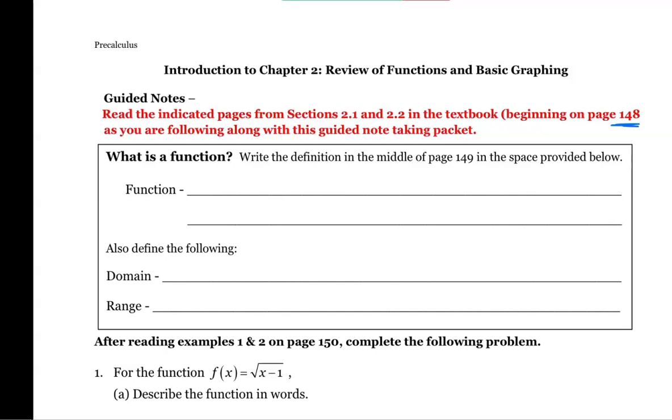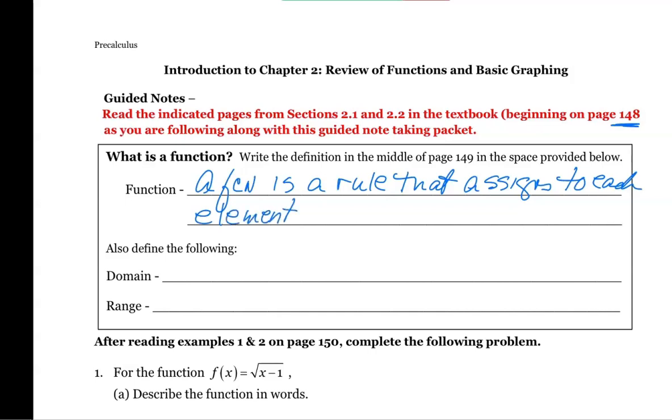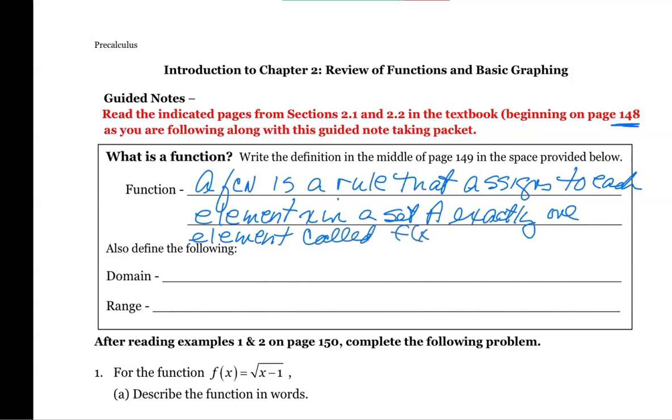So a function, okay? I'm going to abbreviate function FCN, is a rule that assigns to each element, I'm going to call that element X, in a set A, so this is math language, exactly one element called f of x, or y, in a set B. Okay, so that's math language, so you have to understand this.